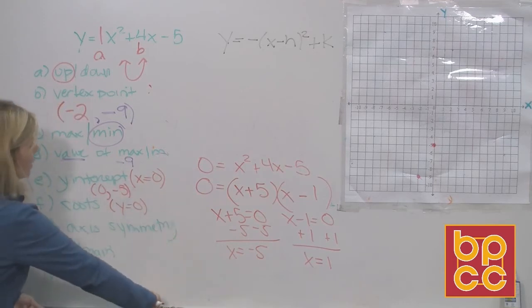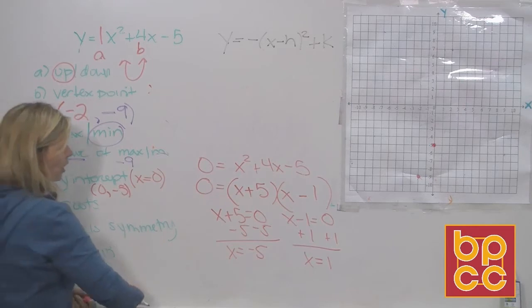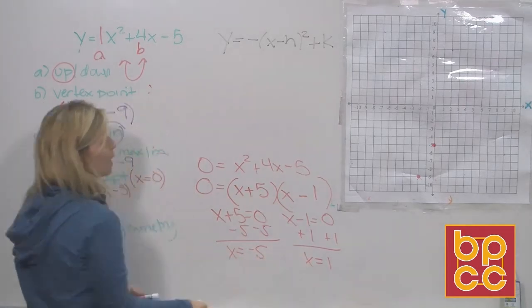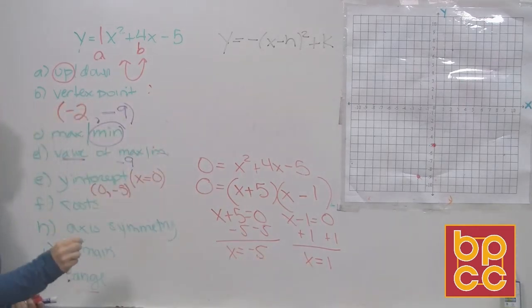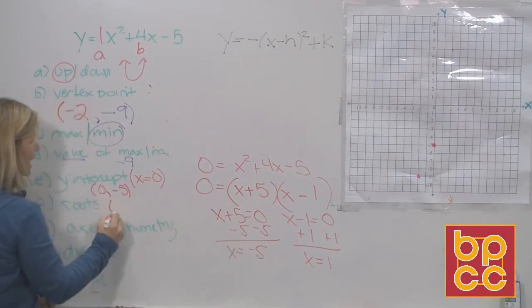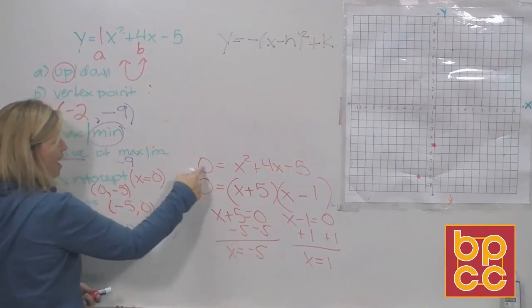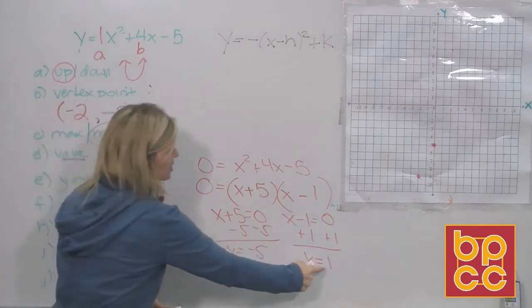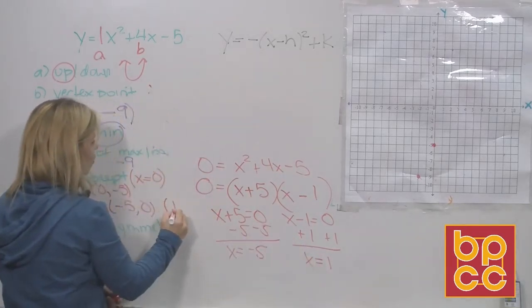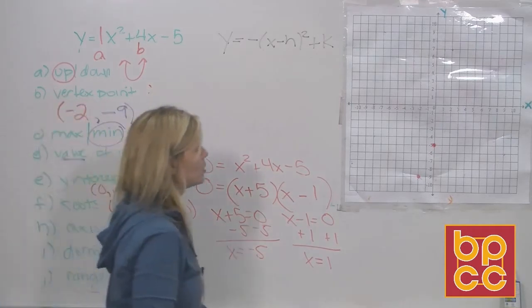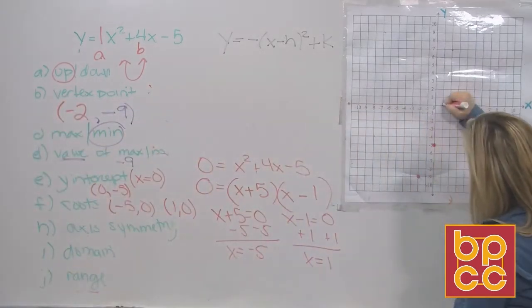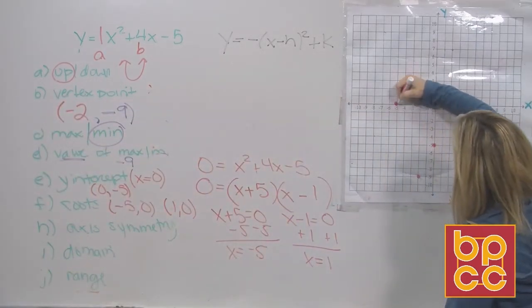Now again, you will get marked wrong if you say that these are the roots without writing them as ordered pairs, points. The first root is at -5, 0. X is -5, y was 0. The second root is at 1, 0. So let's plot those. 1, 0 and -5, 0.